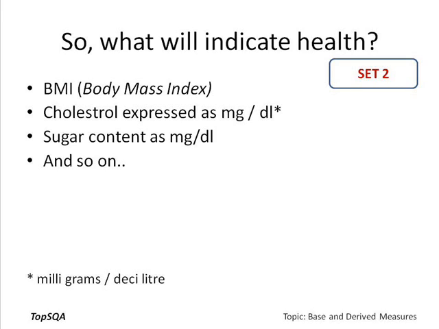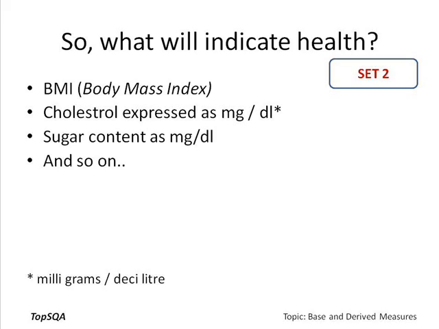Sugar content again as milligrams per deciliter, and of course there could be many more numbers like these, for example the pulse rate, which is the number of heartbeats per minute, and so forth. So this indicates the health of the person, and the doctor looking at these numbers would be able to say, is the person in good health, or is he above average, below average in his health, does he need any medication, and things like that.